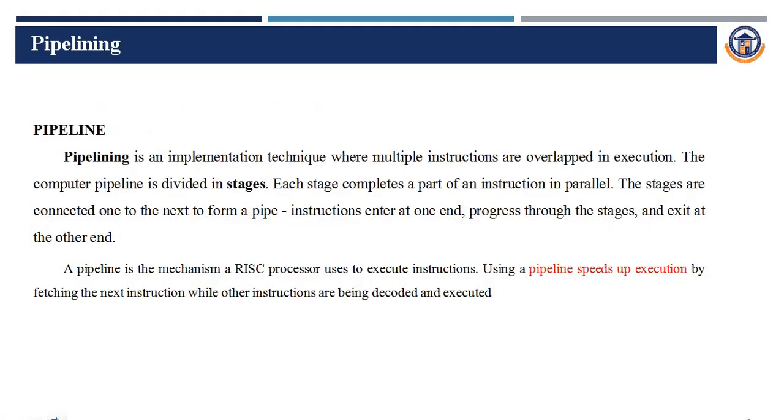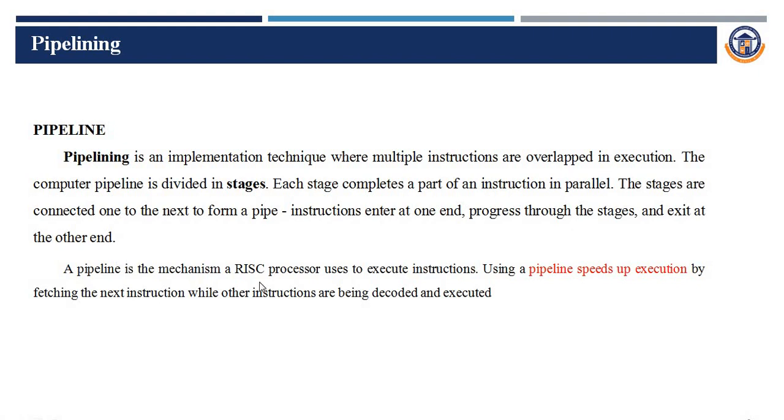So what is pipelining? Pipelining is an implementation technique where multiple instructions are overlapped in execution. Each pipeline is divided into different stages, namely fetch, decode, and execute in 3-stage pipelining. We are also going to see the different stages of 5-stage pipelining. Instructions are connected one to the next to form a pipe. Instructions enter at one end, progress through the stages, and exit at the other end.